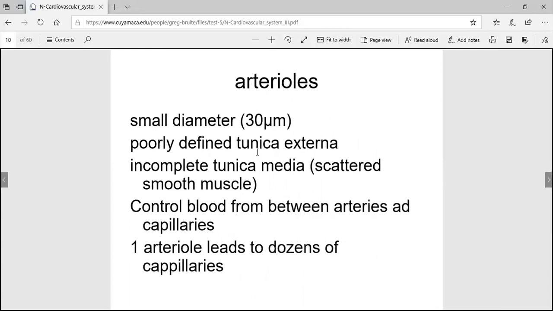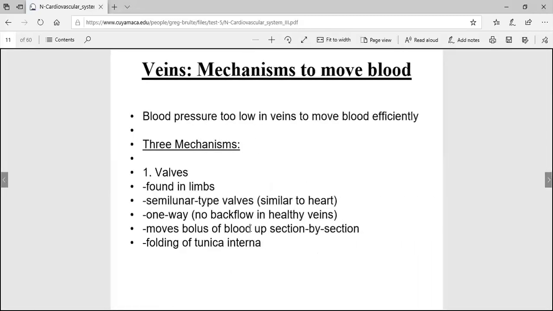Arterioles, I'm not going to ask you how many microns across they are, but they're fairly small. Here it says 30 microns. I guess that's about right. Poorly defined tunica externa, incomplete tunica media. In other words, you do have smooth muscle, but it's kind of scattered around, but you still have smooth muscle. So they control blood flow between the arteries and the capillaries. Capillaries spelled wrong down here, by the way. So one arteriole can lead to lots of capillaries.